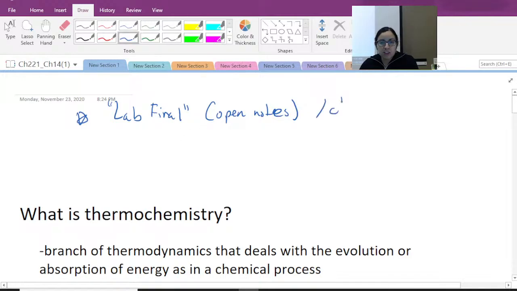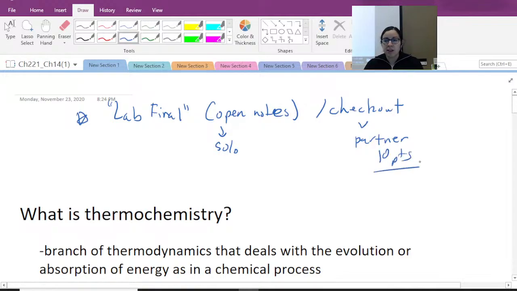And then we'll also do checkout, and I'll have a sheet to help guide us. You'll just go through your drawer, and you can of course do this part together. This part will be solo, and you can check out with your partner if you want. You'll just clean your glassware, make sure everything looks good and complete based off of that list. And that's it. That should be a free 10 points, so most people get that. So that will heavily weigh into your lab final grade as well.